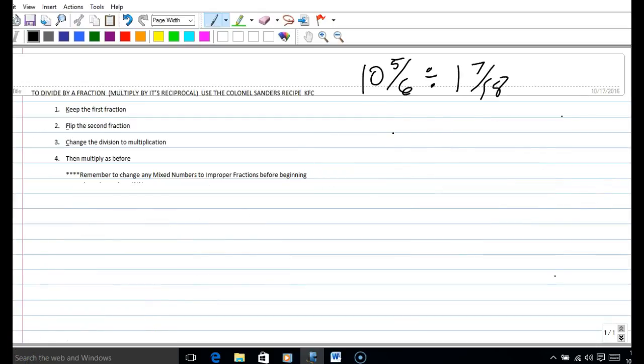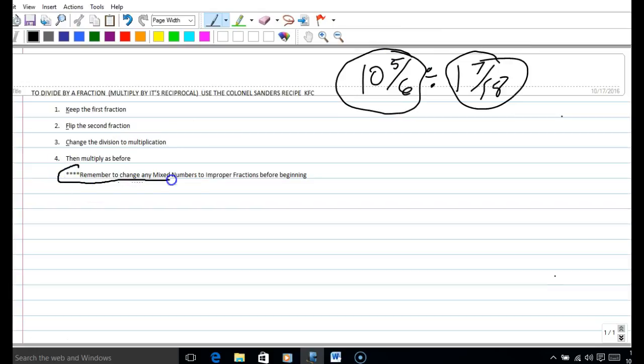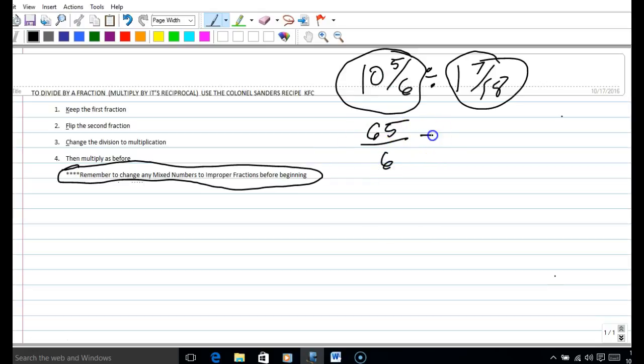Last example, division. Again, we have two mixed numbers here. And anytime you multiply or divide and you encounter a mixed number, the first thing that you need to do before you do anything else is change those mixed numbers to improper fractions. So 10 times 6 is 60, plus 5 is 65, all over 6, divided by 1 times 18 is 18, 18 and 7 will give you 25 all over 18.